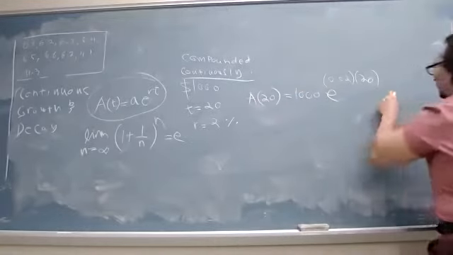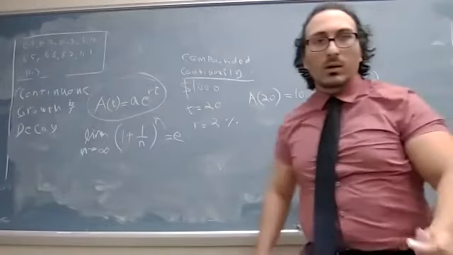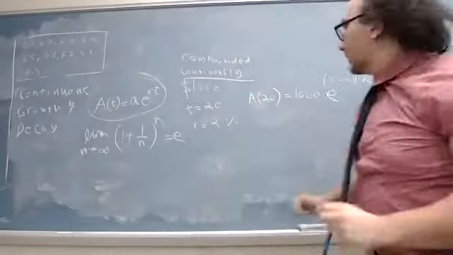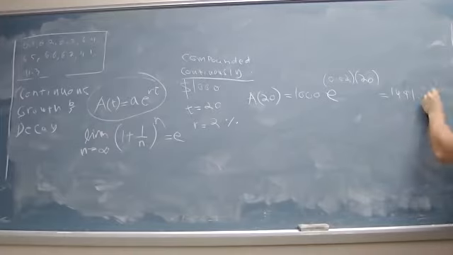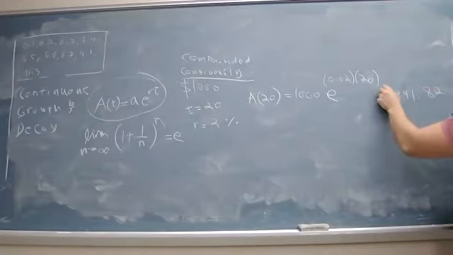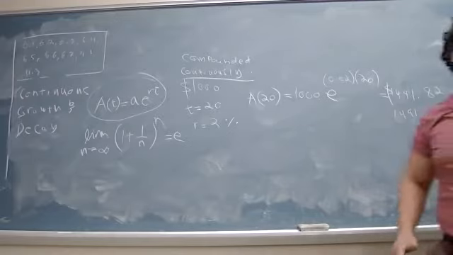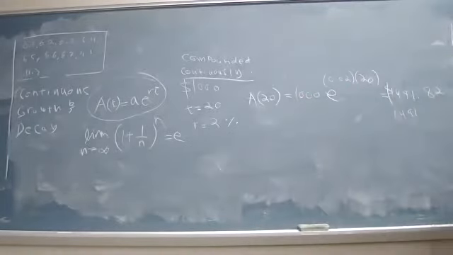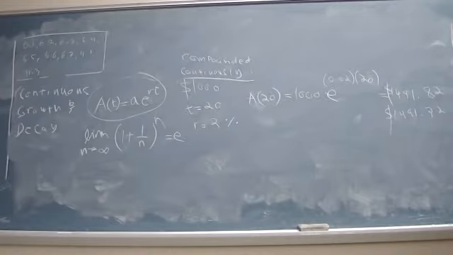$1,491.82. $1,491 and 82 cents. Whereas when you did it compounded monthly, you got $1,491 and 32 cents. Waiting 20 years and having a few cents different, that seems pretty ridiculous.